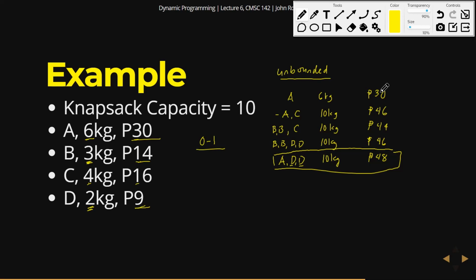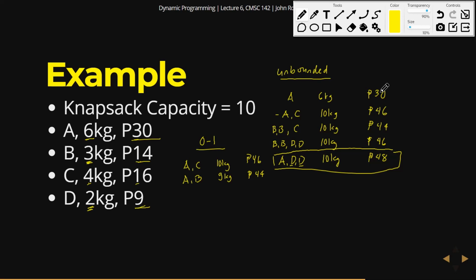But what if we are following the 0-1 version, wherein you only have one supply per item? So if it's only one supply per item, it could be, let's say, AC again. This would still be 10 kilos and the value would still be 46, right? If it's A and B, you only have 9 kilos, which is fine. You're leaving space in the knapsack, but if that's what you want, then it's possible. And you only have the total value of 30 plus 14, so this is only 44, right? So as much as possible, try to maximize the capacity to its full extent, right?